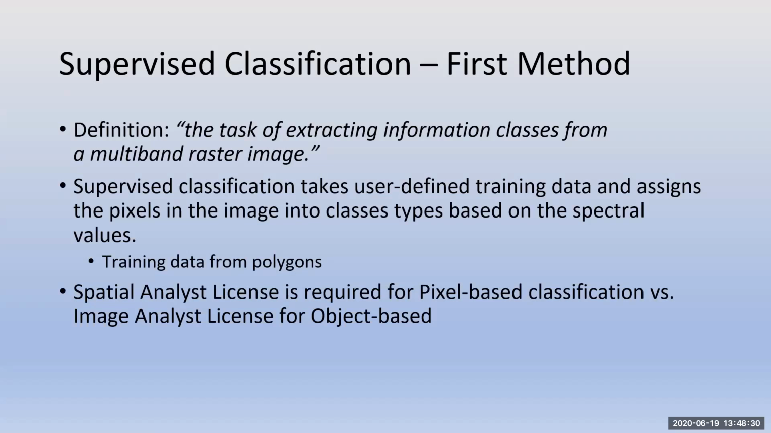So some of the things that we need are the spatial analyst license. And we use ARC products when we do our mapping. And then later on, I'll talk about an object-based analysis, and for that we need image analysis. Next slide.